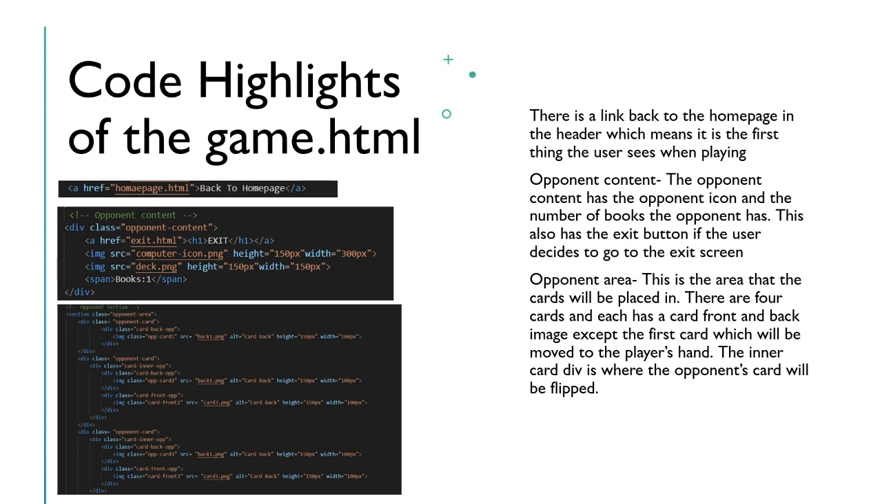Opponent area. This is the area that the cards will be placed in. There are 4 cards, and each card has a front and back image, except the first card, which will be the card that will be moving to the player's hand. The inner card is where the opponent's card will be flipped.